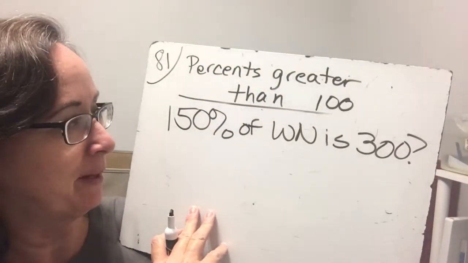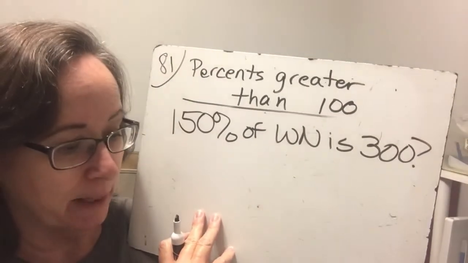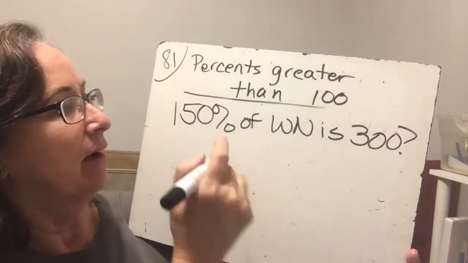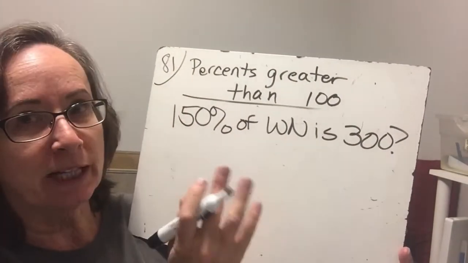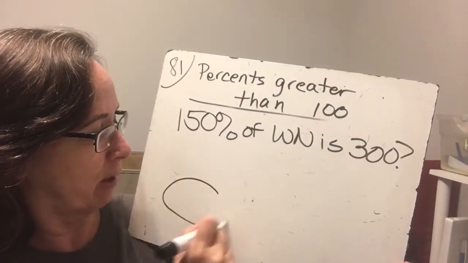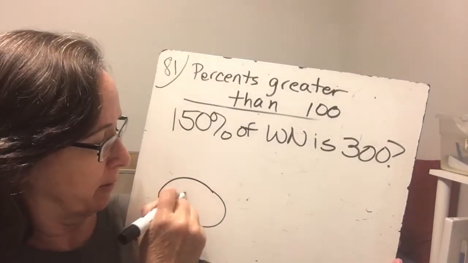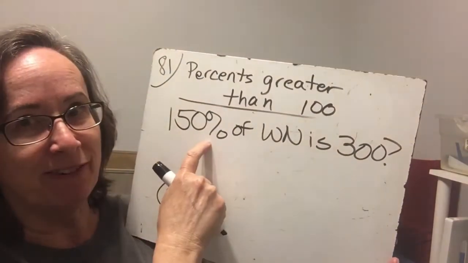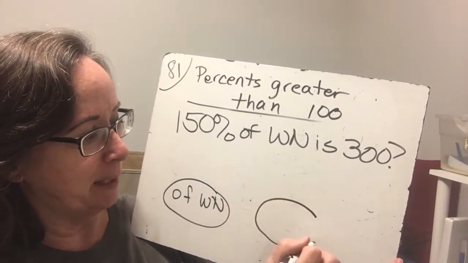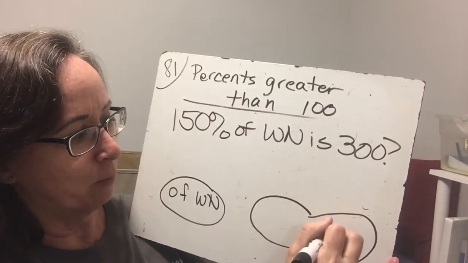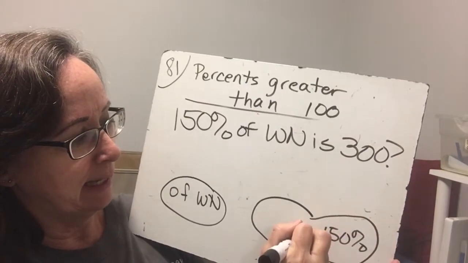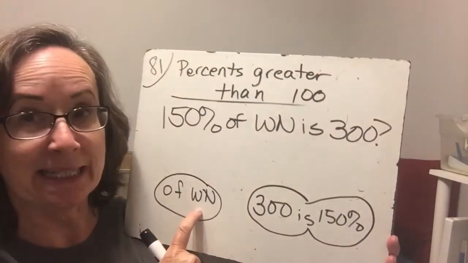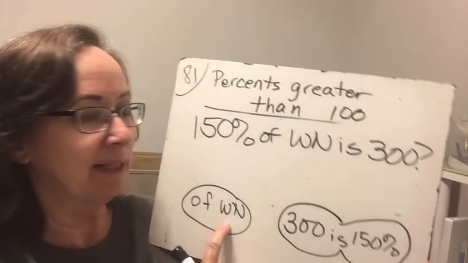Okay, so 150% of what number is 300? So this is our last example before you start your practices. Okay, so if we were going to draw a diagram first, we can draw a diagram first. We would say of what number goes here. Okay, and we would say 150%, so this is definitely going to be a peanut, isn't it? So we'd put 150% is 300. So that's our diagram, but we're missing something. Okay, so let's go ahead and do it.